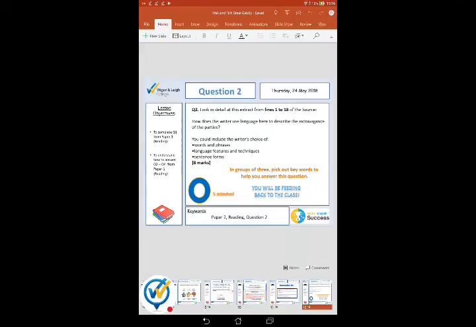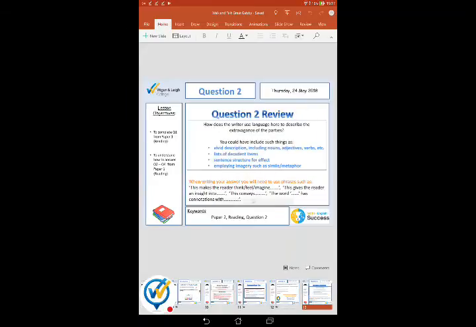Okay, so extravagance, as I was saying, those luxuries, things that happen at these parties, and you could include words and phrases, language features and techniques. Okay, so obviously this has been done by a tutor in class, and what I like about this tutor's PowerPoint, you can see at the bottom, it gives you some phrases. This makes the reader think, feel and imagine. Think about that acronym, FIT. Feel, imagine, think. What are those words doing to the reader?